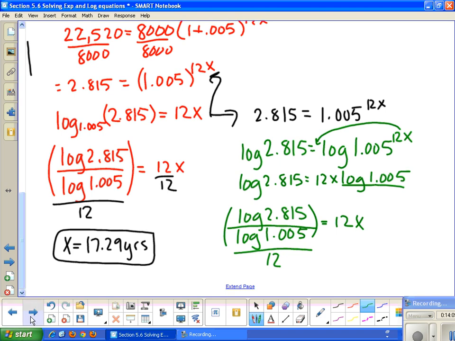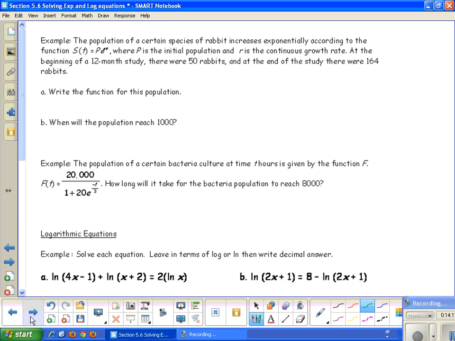All right, so let's go to the next one. For the next example, it says the population of a certain species of rabbit increases exponentially according to the function that's given, where P is the initial population and R is the continuous growth rate. At the beginning of a 12-month study, there were 50 rabbits, and at the end of the study, there were 164 rabbits. Write a function for this population.